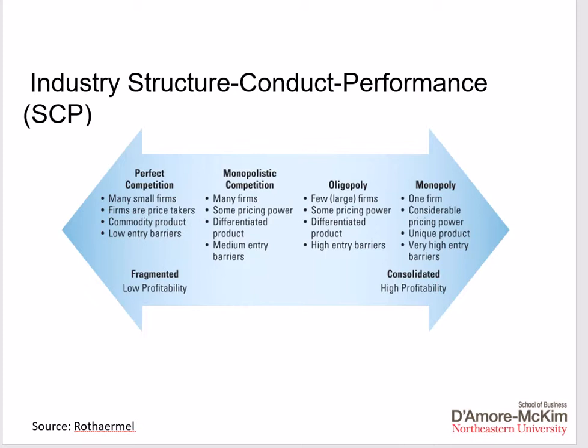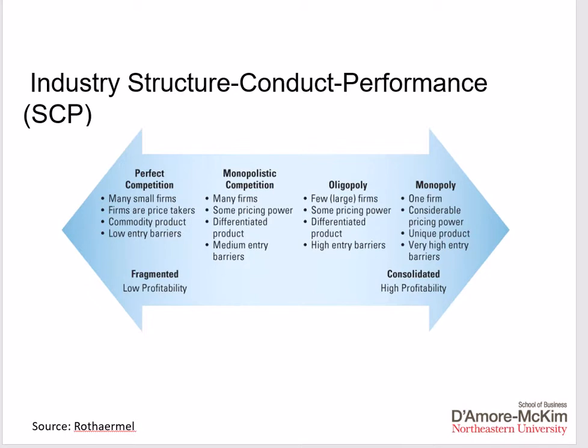As we start to move left, we get into the condition of oligopoly, which is more typical of some of the industries we see, such as maybe media or soft drinks, where you have a few large firms, and those large firms tend to have some pricing power and unique products against the rest of the industry. And that oligopoly works to maintain high entry barriers to protect their position. And in an oligopoly situation, you tend to again have relatively high profits.